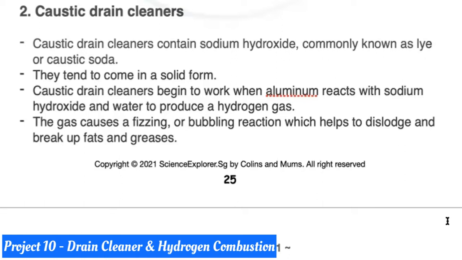The second one would be caustic drain cleaners. Caustic drain cleaners contain sodium hydroxide, commonly known as lye or caustic soda. They tend to come in a solid form. Caustic drain cleaners begin to work when aluminium reacts with sodium hydroxide and water to produce hydrogen gas. The gas causes a fizzing or bubbling reaction, which helps to dislodge and break up fats and grease.